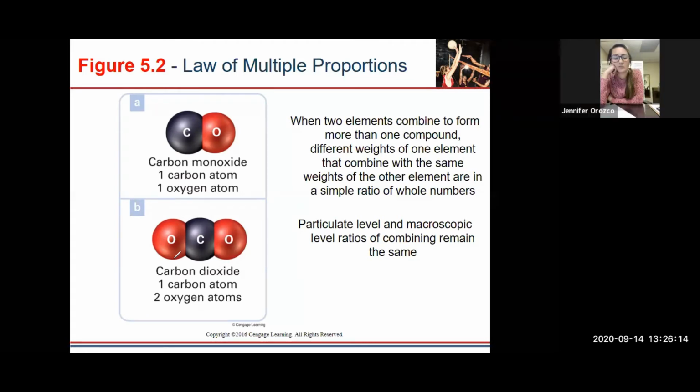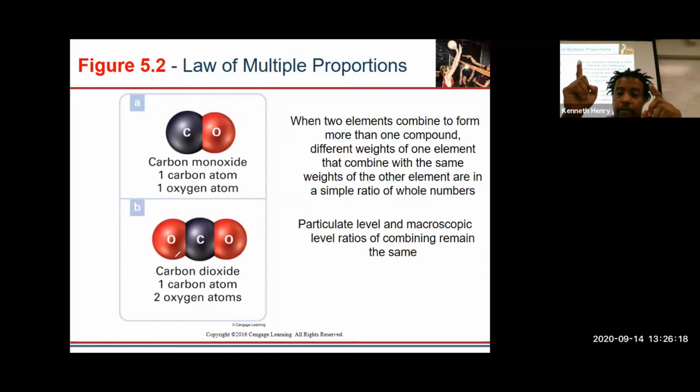Two to one. 2 to 1, right? 2 oxygens for every 1 carbon. And that ratio is always going to be the same, whether I have a whole room of carbon dioxide or I just have 1 molecule of carbon dioxide. The ratio is always going to be the same. Now, doesn't that make sense?